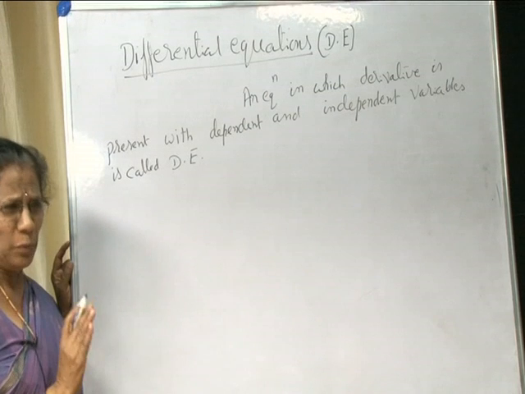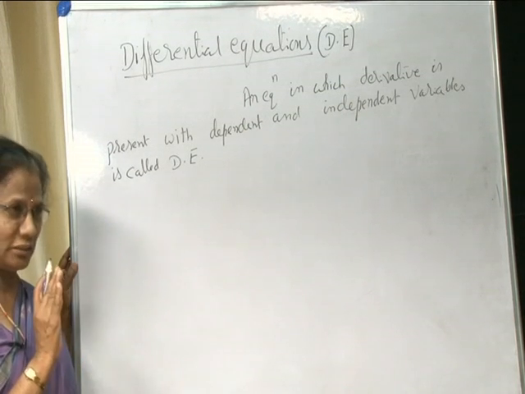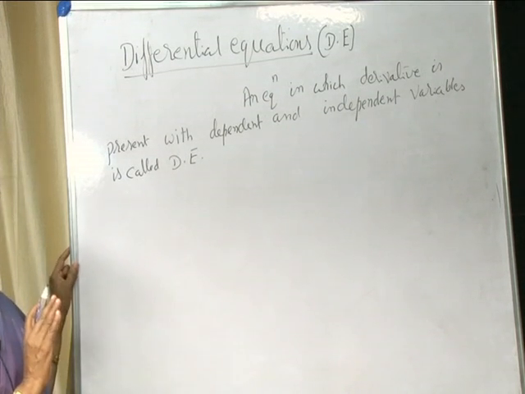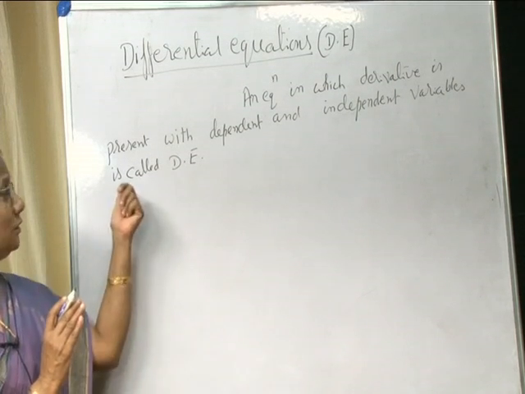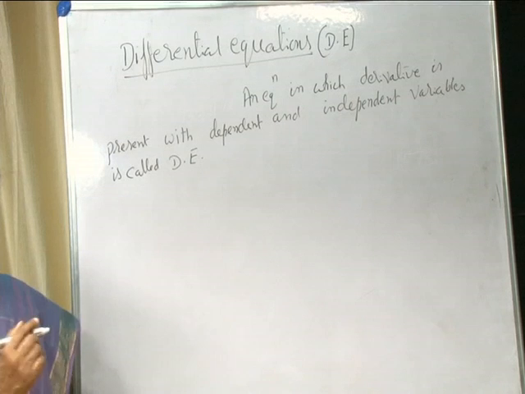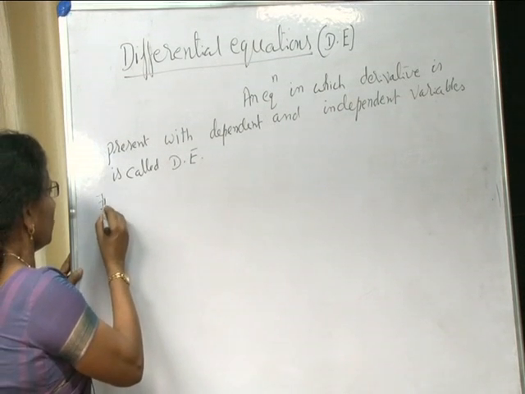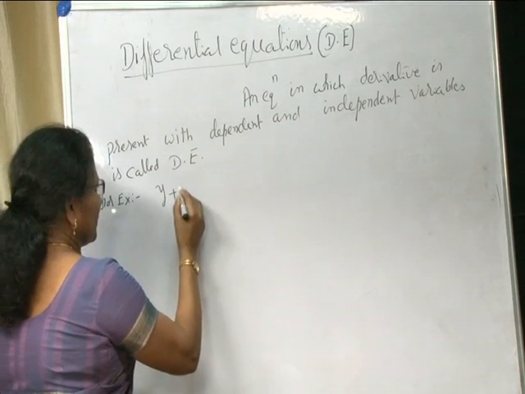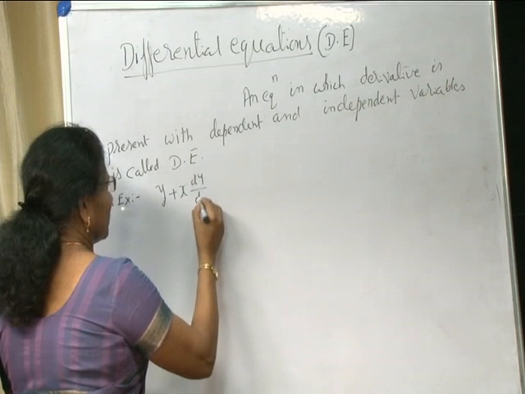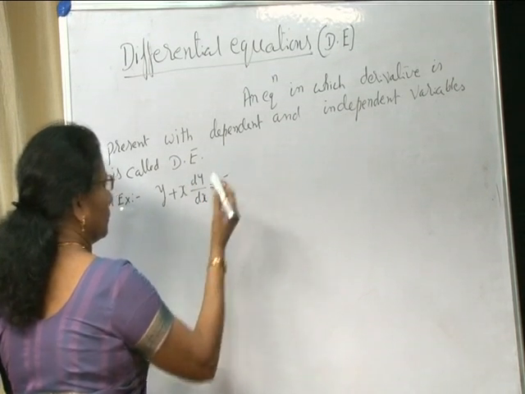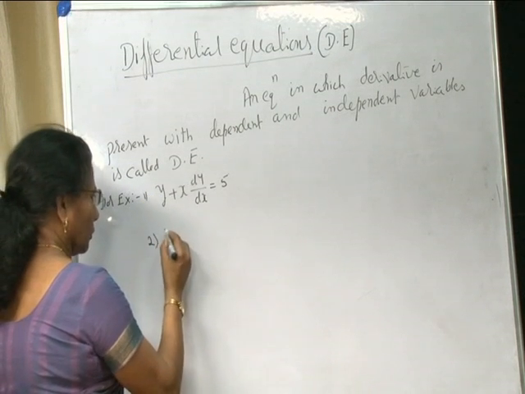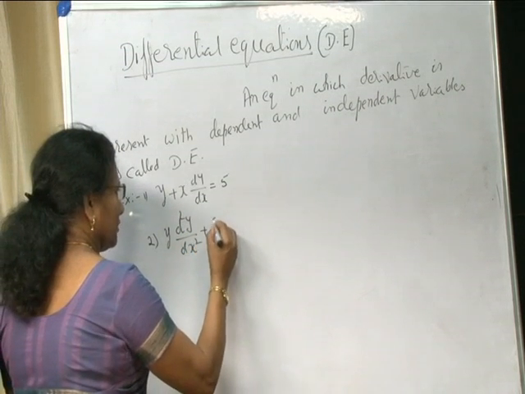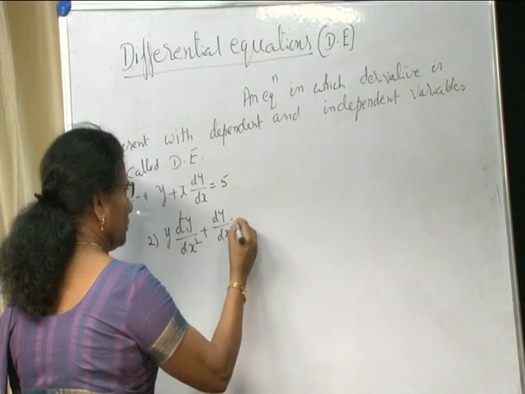Especially in any equation, if dy by dx is present, or ds by dt or dv by dt, any derivative with dependent and independent variables, that equation is called differential equation. For example, y plus x dy by dx is equal to 5. The second one, y into d squared y by dx squared plus dy by dx minus y is equal to 0.